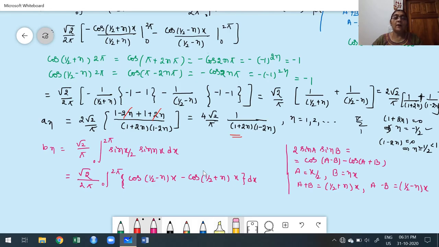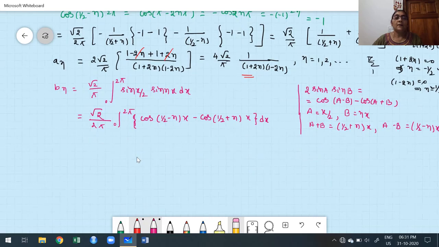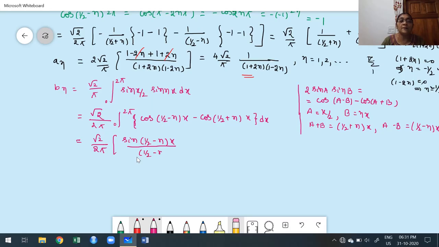And then I have to evaluate this integral. You know the integration of cos is what? Sine. Now root 2 divided by 2 pi of, integration of cos is sine of (half minus n) into x divided by the coefficient of x, which is half minus n. What is my limit? 0 to 2 pi. Minus, again, integration of cos is sine of (half plus n) into x divided by the coefficient of x, which is half plus n. What's the limit? 0 to 2 pi. Okay.